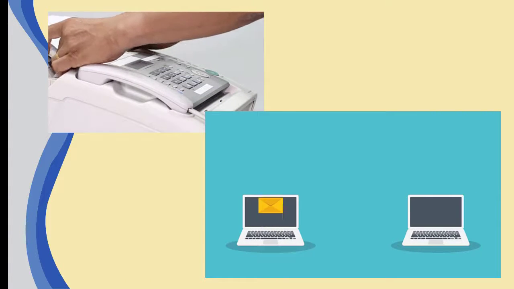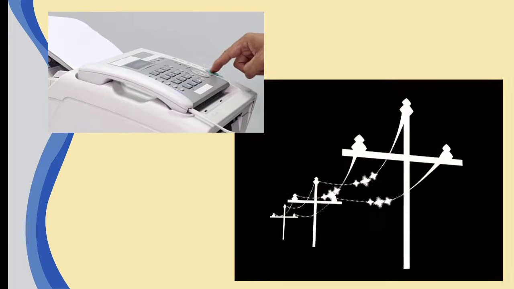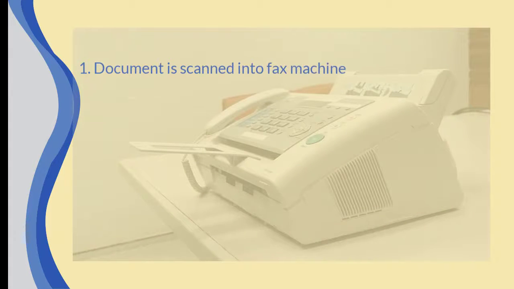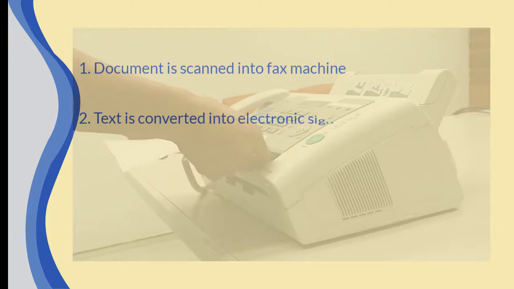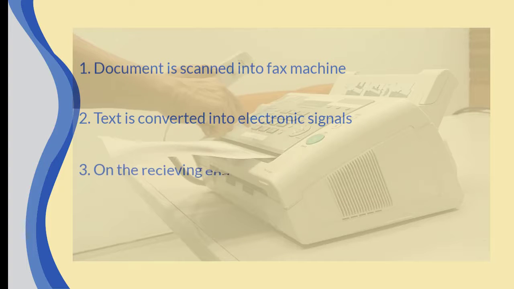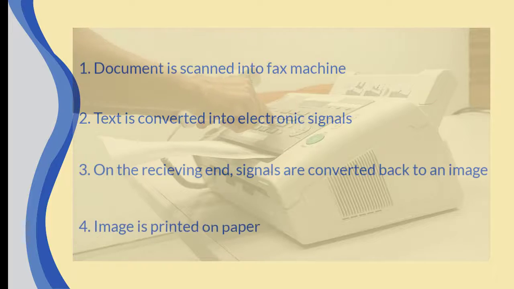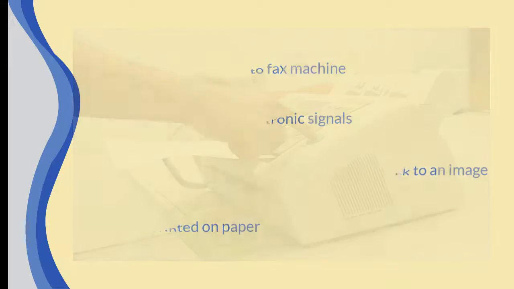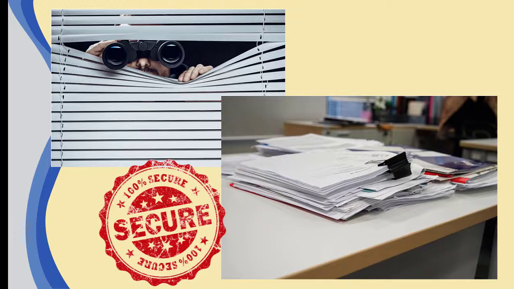A fax system is considered a secure way to transmit information because telephone lines are used to send data from one fax machine to another fax machine. To communicate, a document is scanned into the sending fax machine and is converted into electronic signals. The receiving fax machine converts the electronic signal back to an image and prints the image on paper. Even though transmission of the fax is secure, care must be taken to maintain document security on both the sending and receiving ends of this process.